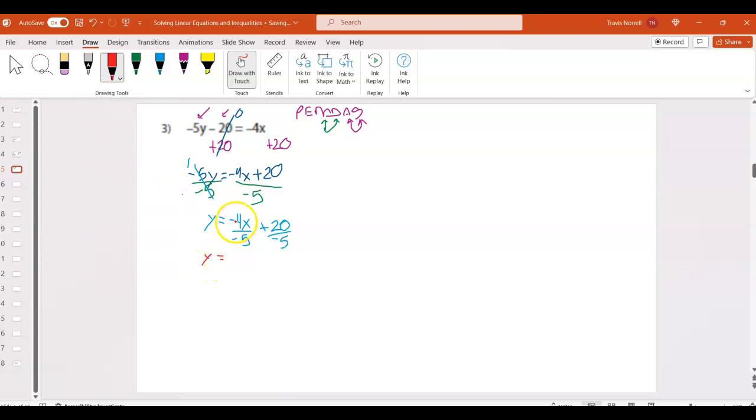So my final answer, I have a negative divided by a negative. That's a positive. Your signs are the same. It's just positive. So that's positive 4/5 x. But a positive divided by a negative, my signs are different. It's going to be a negative. And 5 will go into 20 4 whole times. So there is my final equation, solving for y.